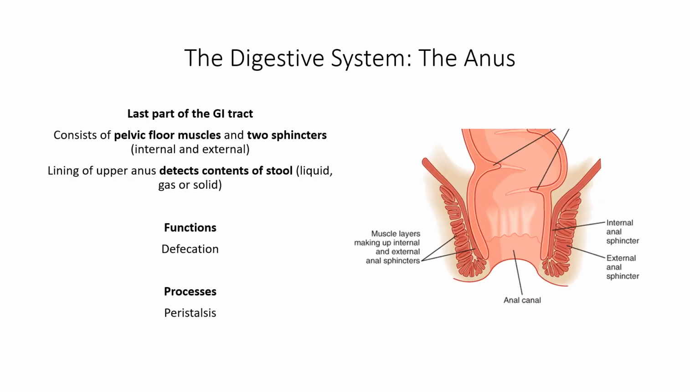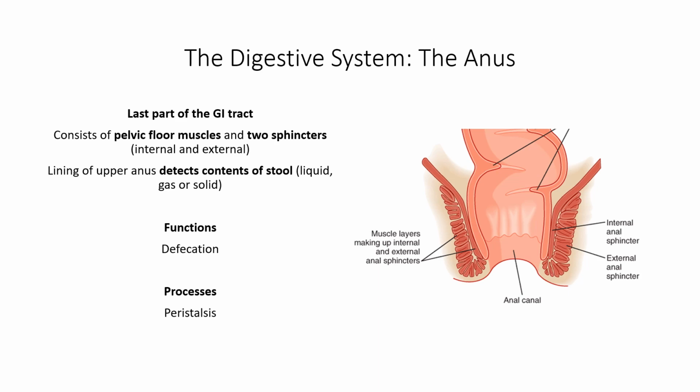And finally onto the anus. So this is right at the end of the GI tract. Now the anus is essentially made up of the pelvic floor muscles of the body and two sphincters. You've got an internal sphincter and an external sphincter. These ensure that no contents are released against your will, essentially. And the lining of the upper anus detects the contents of the stool, liquid, gas or solid.